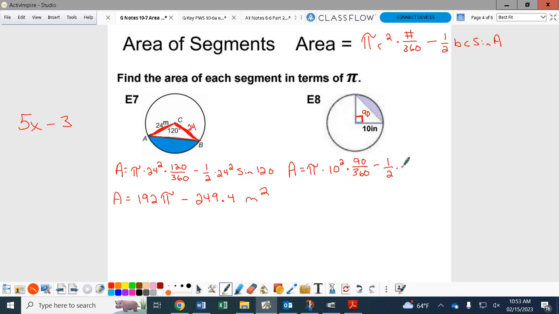times, guys, B and C are the sides of the triangle. They are also the radii. So you can just write times 10 squared times the sine of 90. Okay. Both these turn out to be nice numbers. Try multiplying the first part. Don't say it if you know it. Don't say it yet. Let somebody try it.